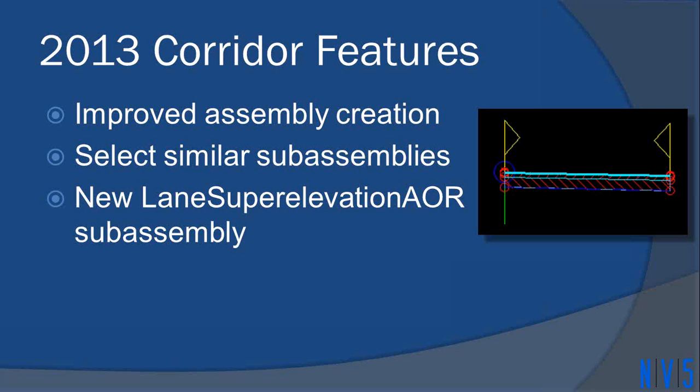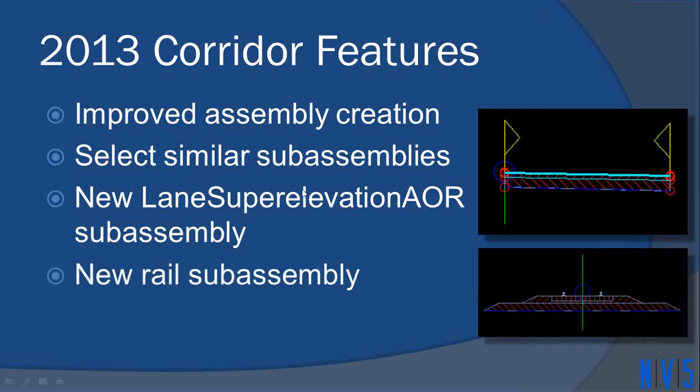Okay, so a little bit confusing. In the past, in 2011, you'd actually tell the lane outside or the lane inside where the pivot point was. In 2013, now again, as we saw in the super elevation controls, that's all controlled by the super elevation. All right, and then we also saw that there's a new rail subassembly.